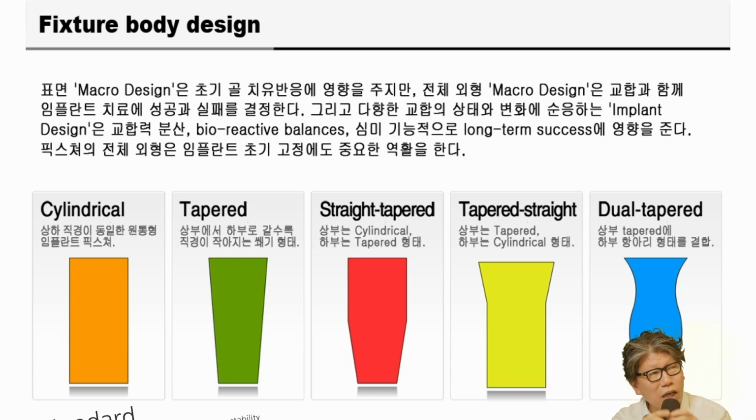Even now, we categorize them based on shape apart from the threads. For example, there is the ITI implant. The ITI implant also has various shapes. Most domestic implants are copies of Astra implants. The shapes are not different. Most domestic implants use the same materials as Astra implants, with only the threads and abutment connections made differently. So we should think about this carefully.